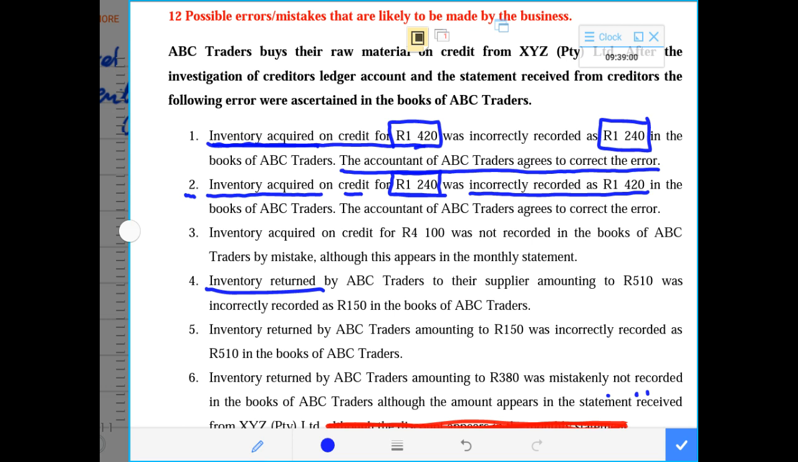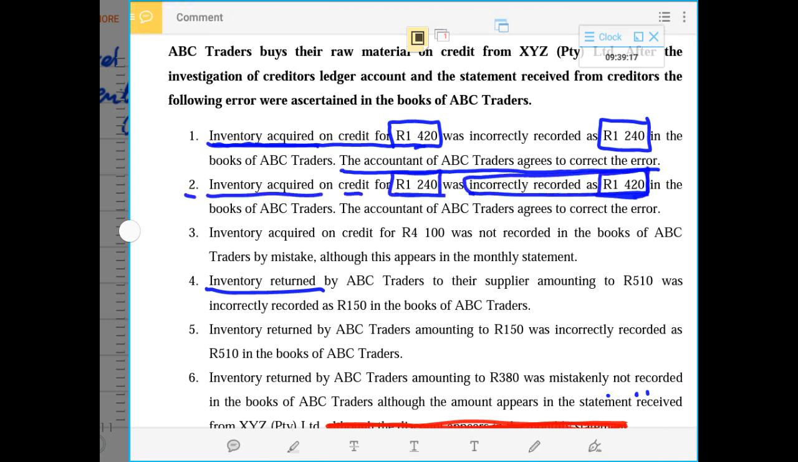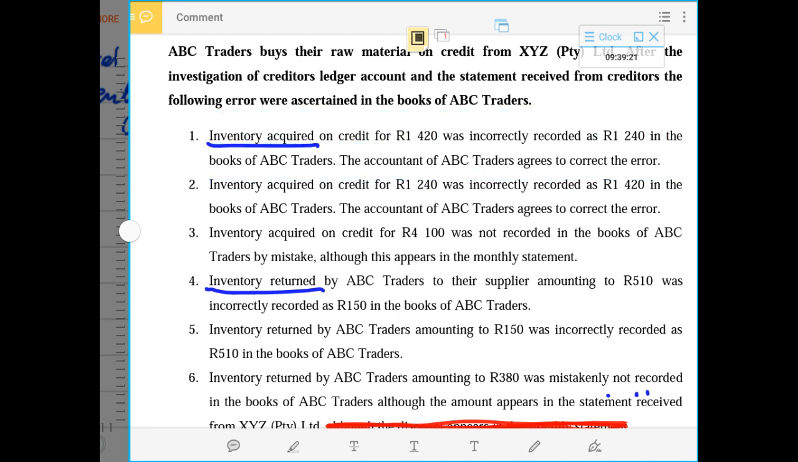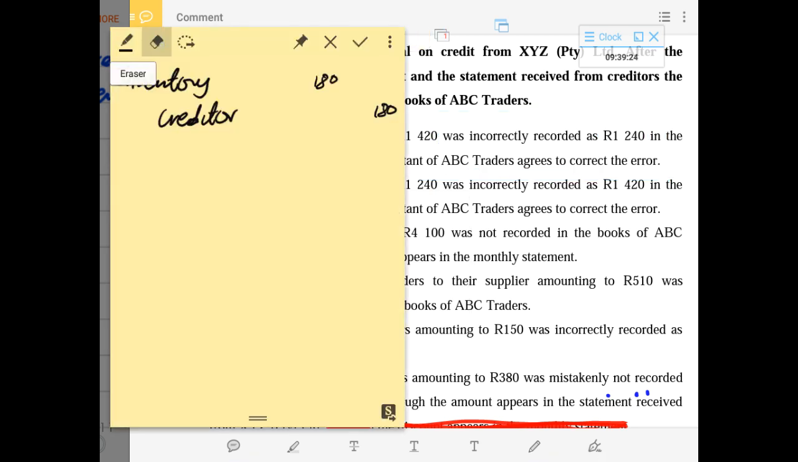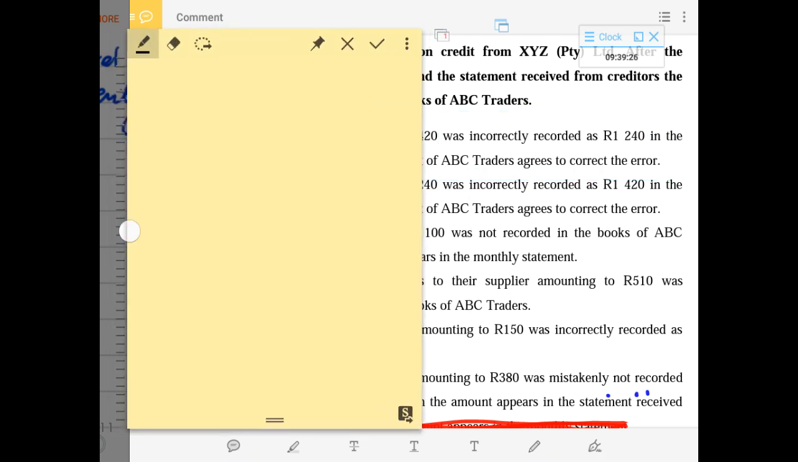So now this is what was recorded, and if this is what was recorded, it means the amount recorded was more than what was supposed to be, because they incorrectly recorded 1,420. So now, meaning our inventory is overstated and also our creditor is overstated. So now inventory overstated must be cancelled on the credit side.